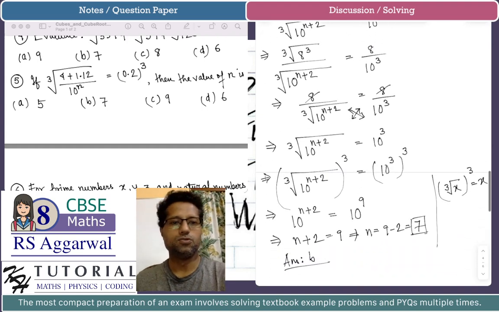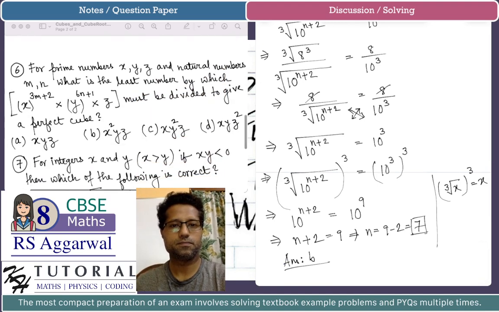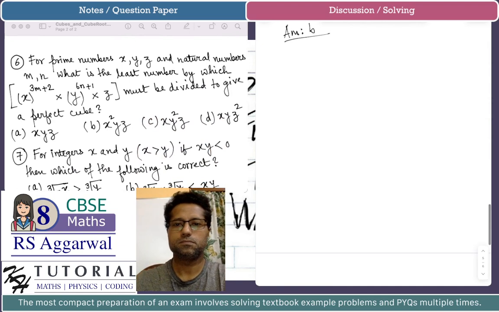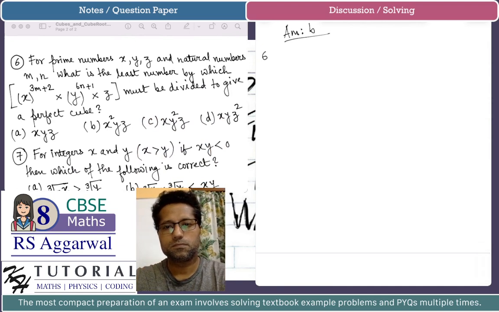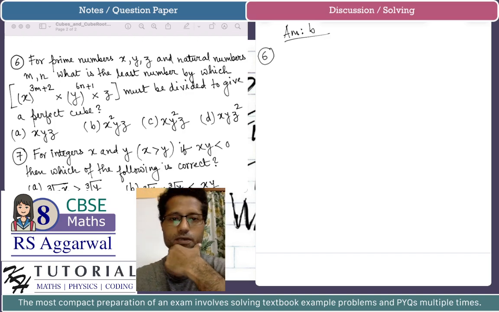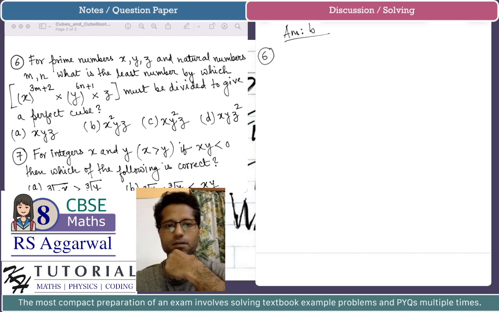Okay, let's do problem number 6. Problem number 6 says, for prime numbers x, y, z and natural numbers m, n, what is the least number by which x to the power 3m plus 2 multiplied by y to the power 6n plus 1 multiplied by z must be divided to give a perfect cube?